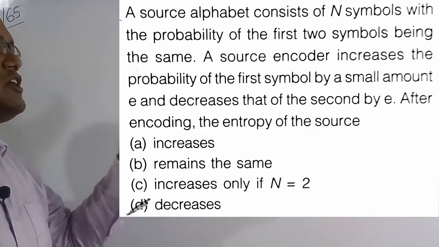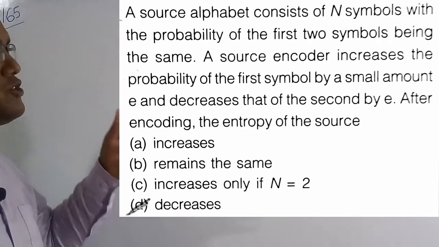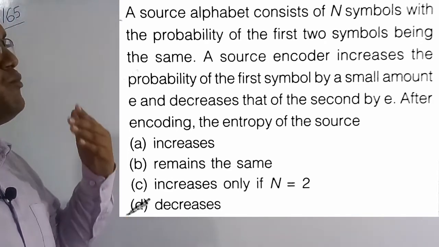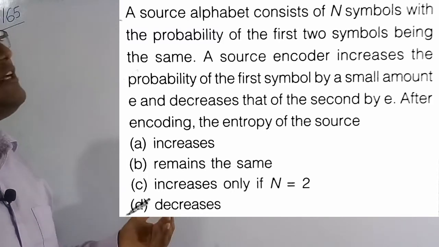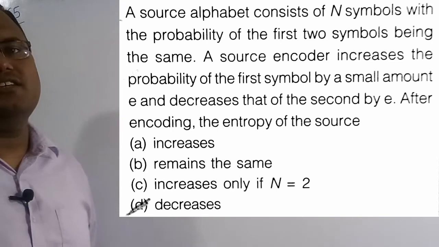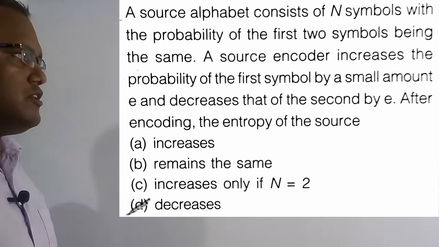So based on this we are going to get the new entropy. See this new entropy, whether it is lesser than the previous one, or whether it is more than the previous one, or whether it is equal, we need to figure out. So out of the four options, option D, decreases, is the correct solution of this question. So let's solve this numerical.